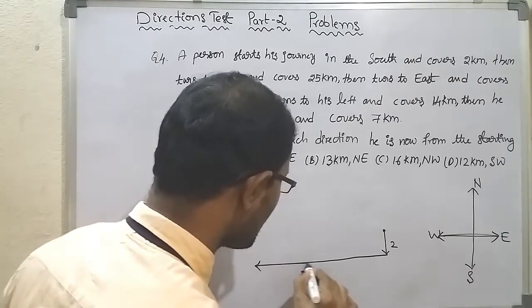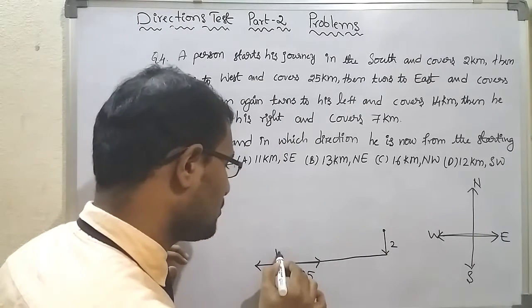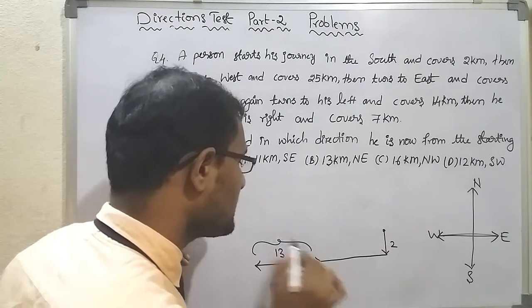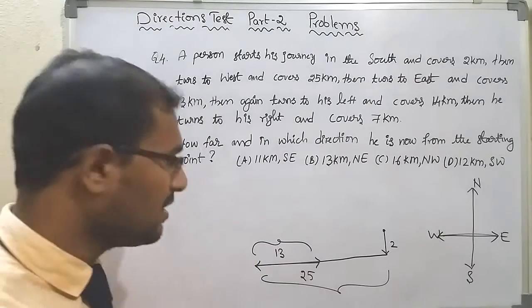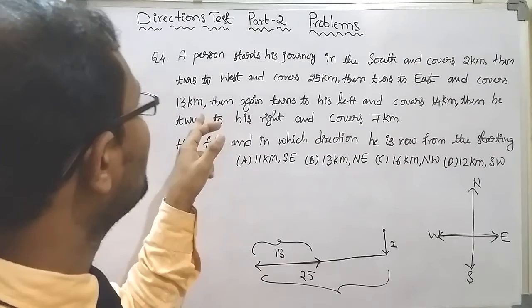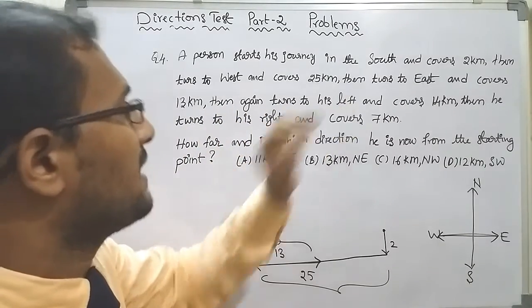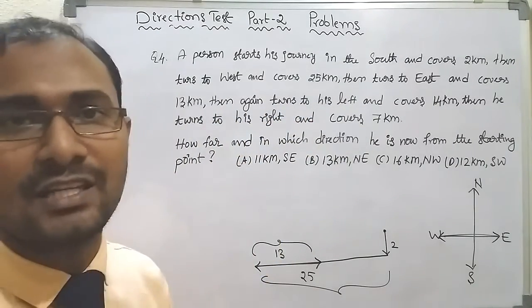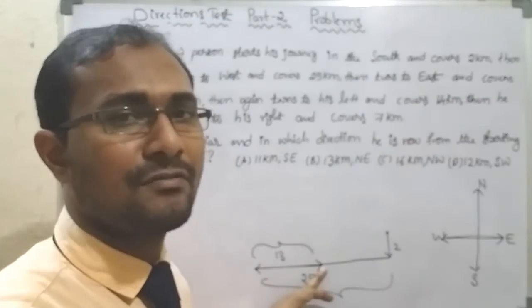So how much distance does he have to cover now? 13. On the same line, he's trying to cover 13. This is 13 and the total distance is 25. Now he came back to this point, right? After covering 13 kilometers, again he turns to his left hand side and covers 14 kilometers. Now the person is standing here, he has to take a left turn.